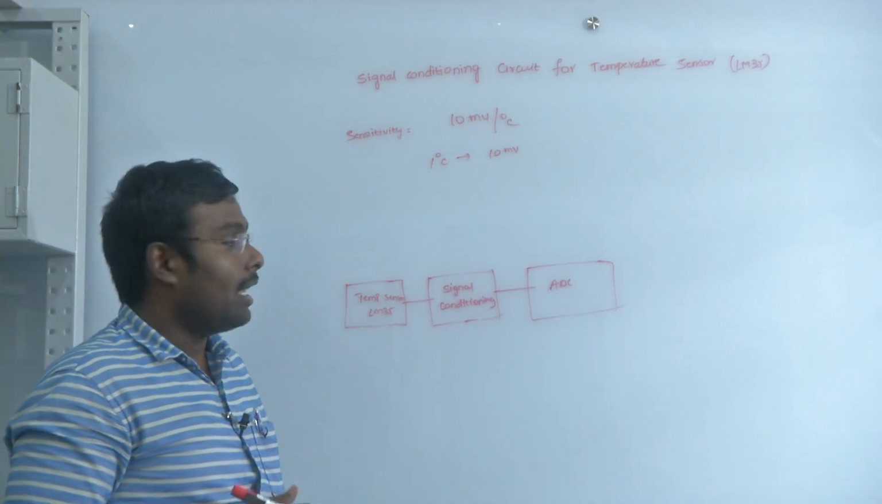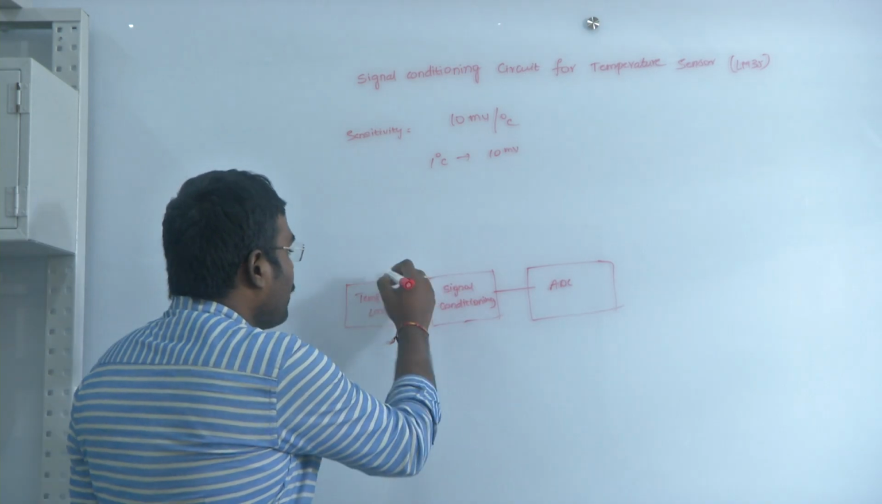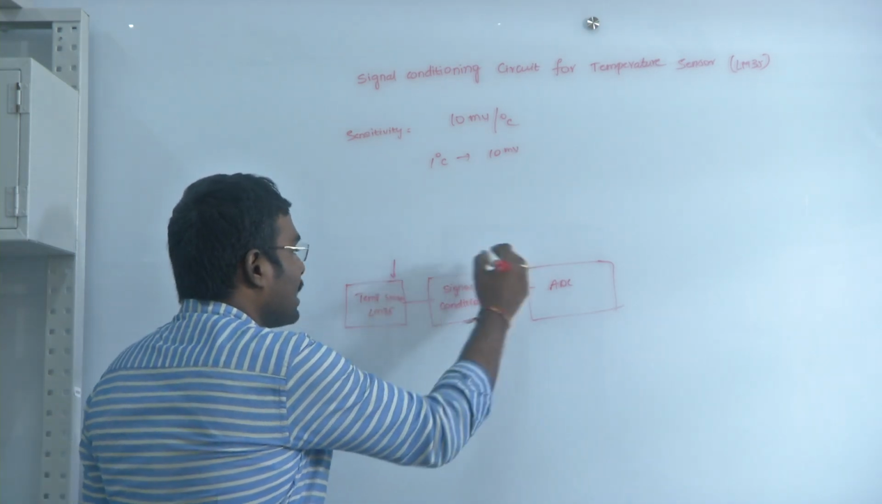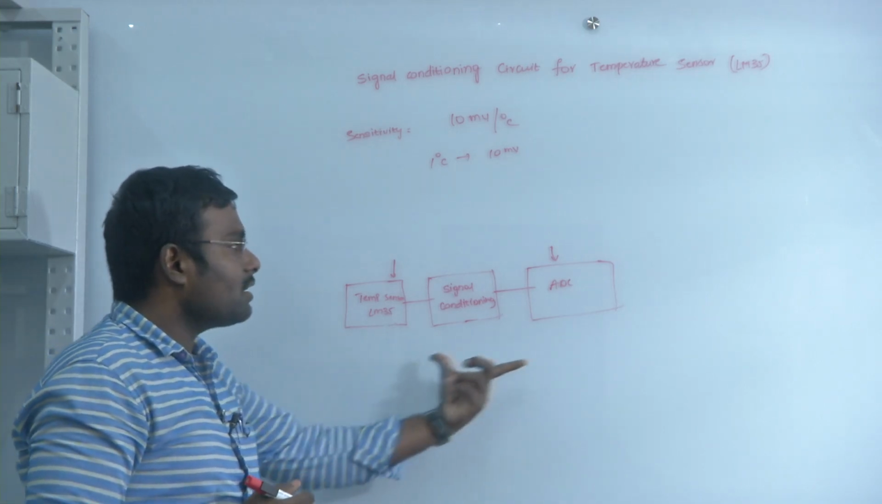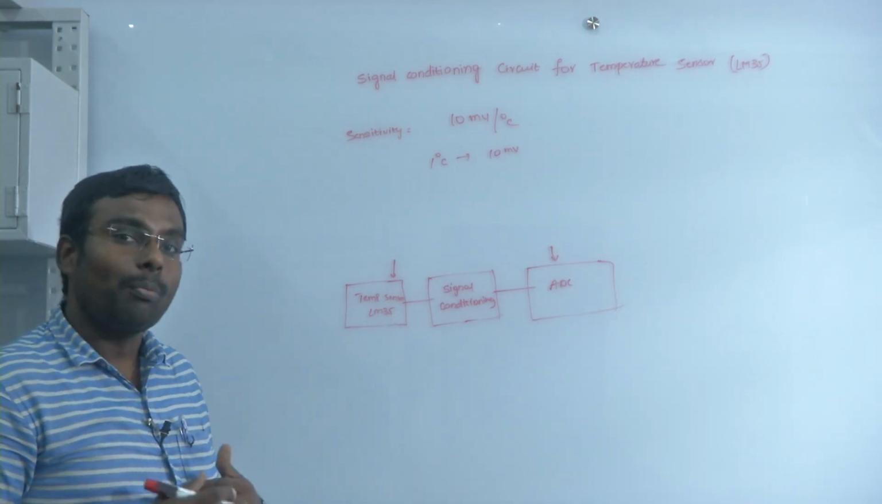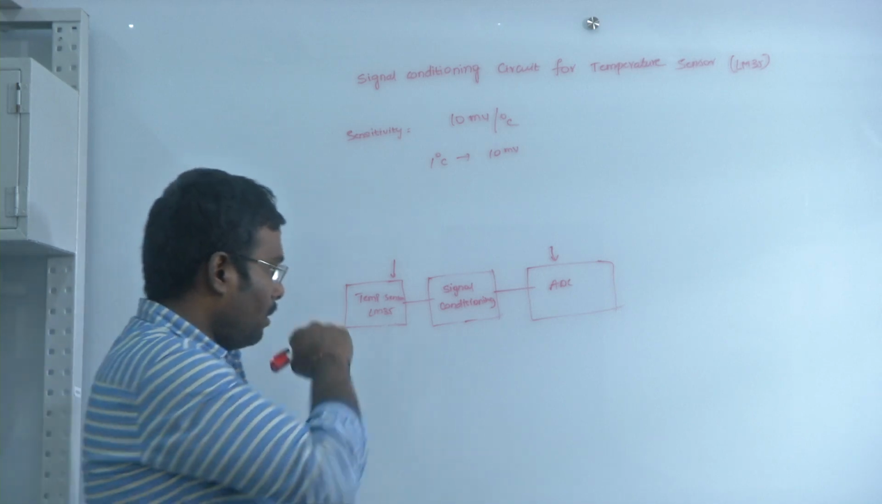Why do we require this? The reason is that if we directly interface the temperature sensor to the ADC circuit, the accuracy of the complete system will come down. What do you mean by accuracy in this case?